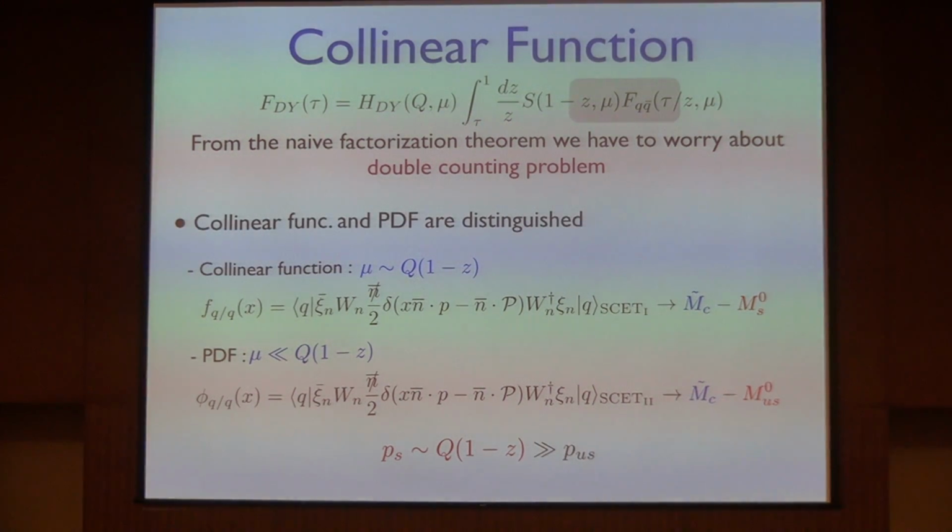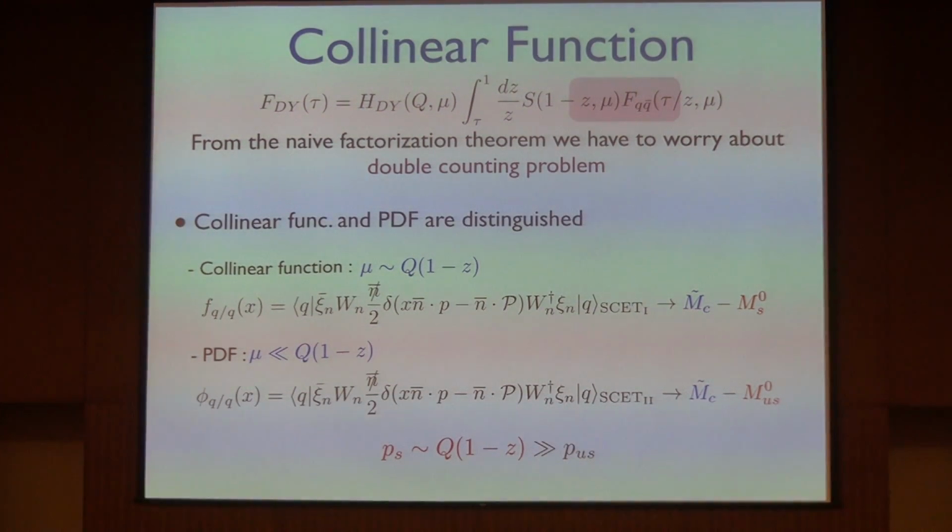So this additional soft function is induced because you do the two-step matching, SCET1 and SCET2. Maybe it's above the scale Q times (1 - z). This collinear function is defined at a lower scale than Q times (1 - z). That gives a difference.